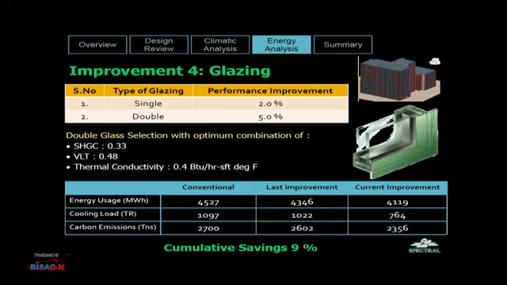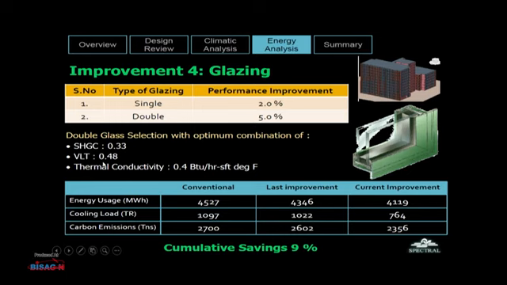One is SHGC. What is SHGC? That is solar heat gain coefficient, and it is the amount of heat from direct sunlight that passes through glass. This includes sunlight which passes directly through the glass to the room, and the amount of sunlight which is absorbed by the glass and later re-radiated to the room. And the optimum combination is SHGC of 0.33 for double glazed glass.